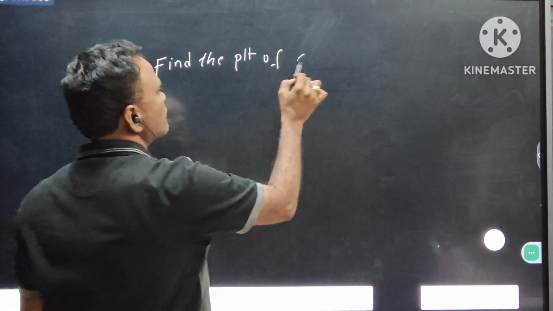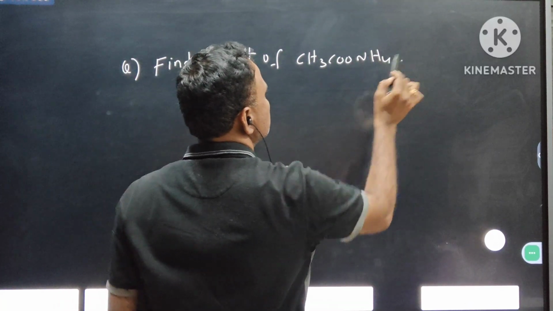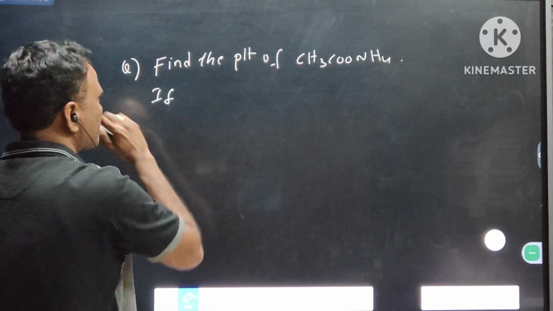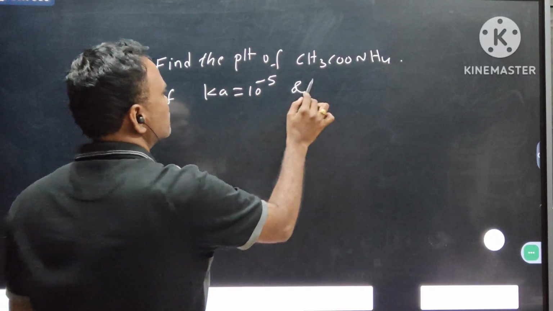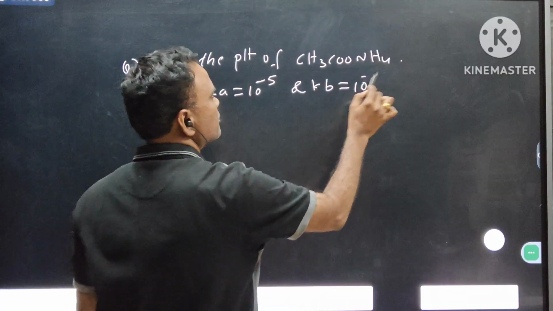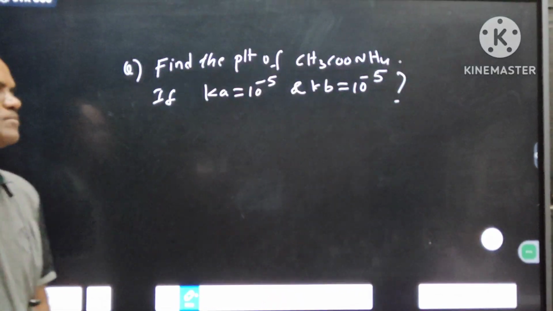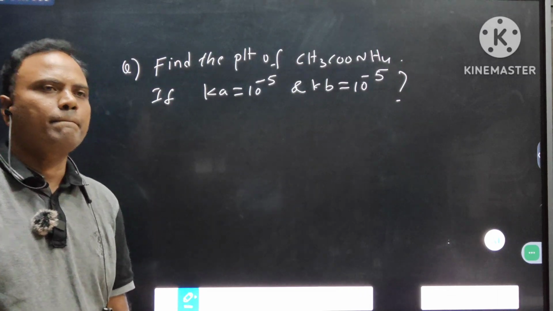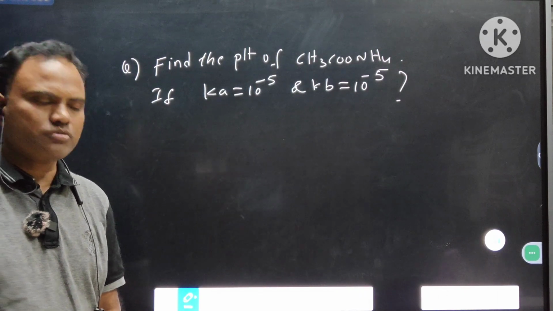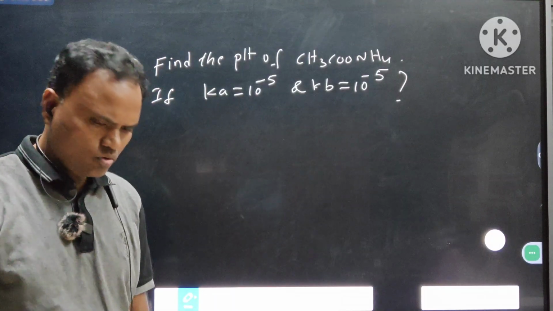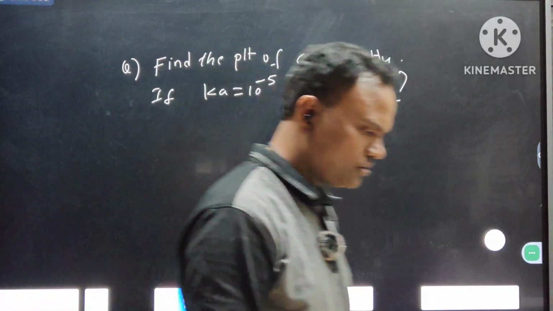Find the pH of the salt if Ka is equal to 10 to the power of minus 5 and Kb is equal to 10 to the power of minus 5. What is the answer? Online students, no one is responding. What happened? Meenakshi, Adiva, Unnara, Meeriddar, are you there?